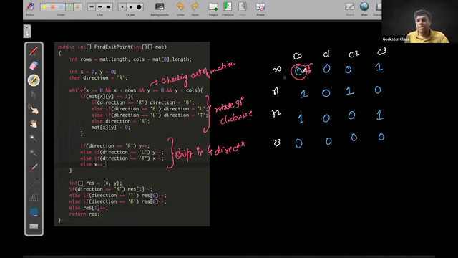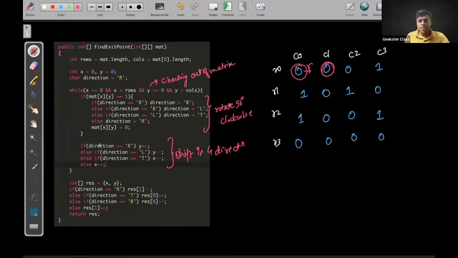Is it 1? No, the value is not 1. So do what? If I am moving right, do y plus plus. That is move right. Do y plus plus. Increase the column. C0 will become C1.